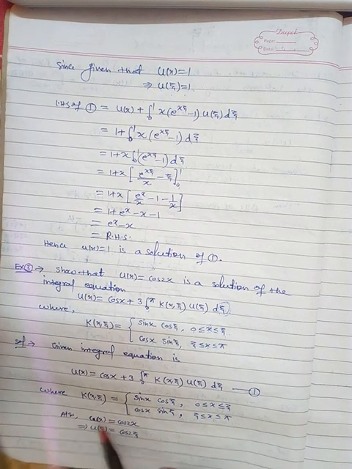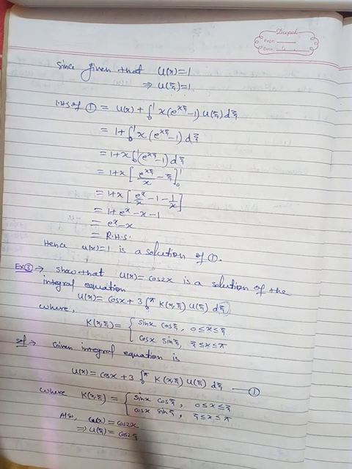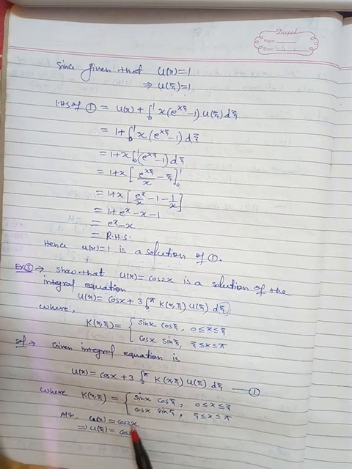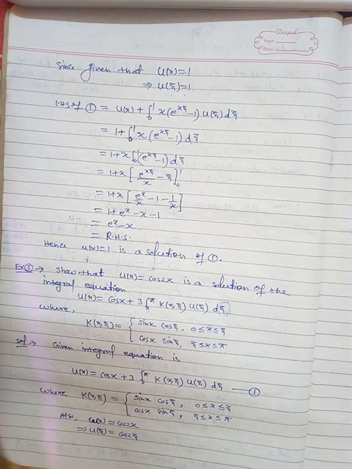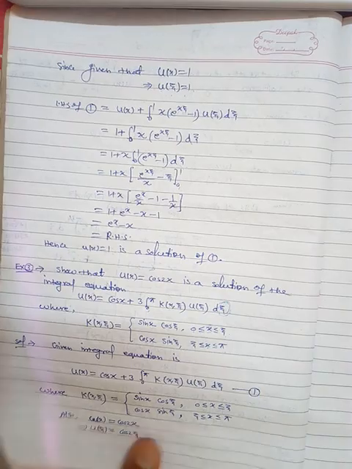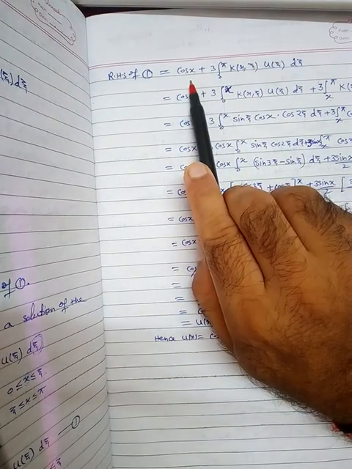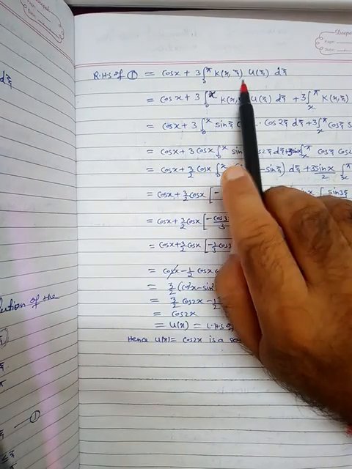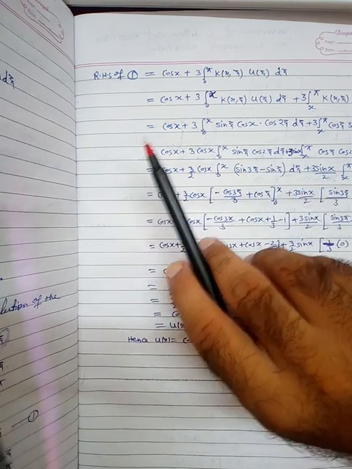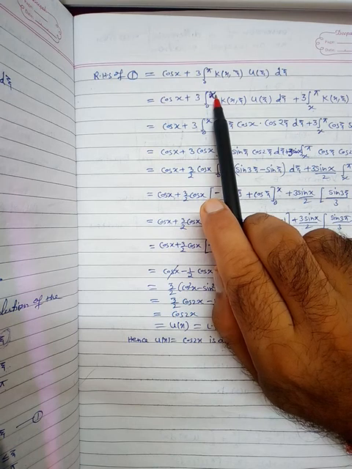Because you need u(xi) and K(x, xi), so what is u(xi)? u(xi) is basically already given to you. u(x) is cos 2x, so u(xi) will be cos 2xi. Now substitute these values in the right hand side of equation 1. So the right hand side is cos x plus 3 integral 0 to pi K(x, xi) u(xi) d xi.